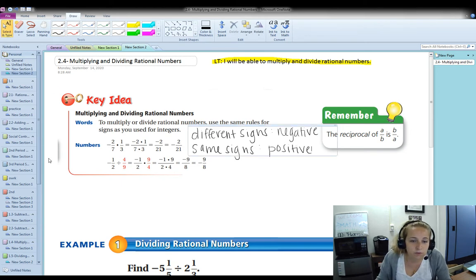Okay, so you can kind of see here, it talks about that. It shows that a negative times a positive is always going to be a negative, and it shows two negatives are always going to be a positive, or two positives are always going to be a positive.